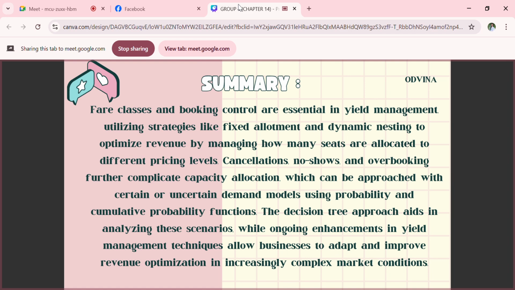For the summary, fare classes in booking control are essential in yield management, utilizing strategies like fixed allotment and dynamic nesting to optimize revenue by managing how many seats are allocated to different pricing levels. Cancellations, no-shows, and overbooking further complicate capacity allocation, which can be approached with certain or uncertain demand models using probability and cumulative probability functions.